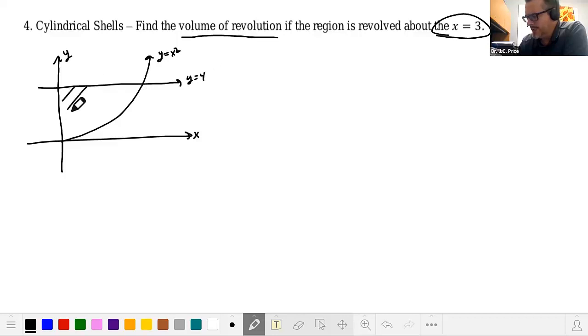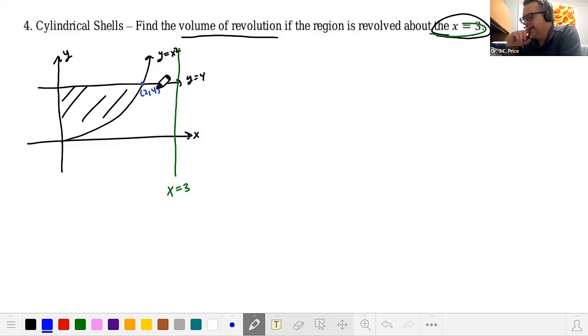And so I want to take this region right here and revolve it around this x equals 3. So let's put x equals 3 right here. And then remember, this little intersection point we found, it's just input 2, output 4. And we want to revolve this around with cylindrical shells.